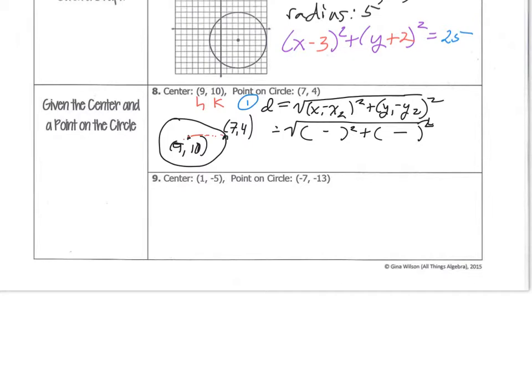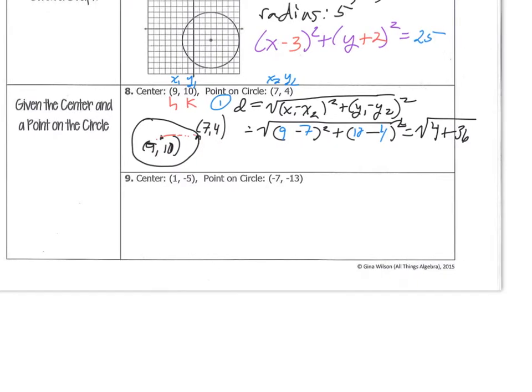Alright, so this is going to be x sub 1, y sub 1, x sub 2, y sub 2. So x sub 1 is 9, x sub 2 is 7, y sub 1 is 10, and y sub 2 is 4. So this ends up being 9 minus 7 is 2 squared, which is 4, plus 10 minus 4 is 6, squared is 36, which is the square root of 40.